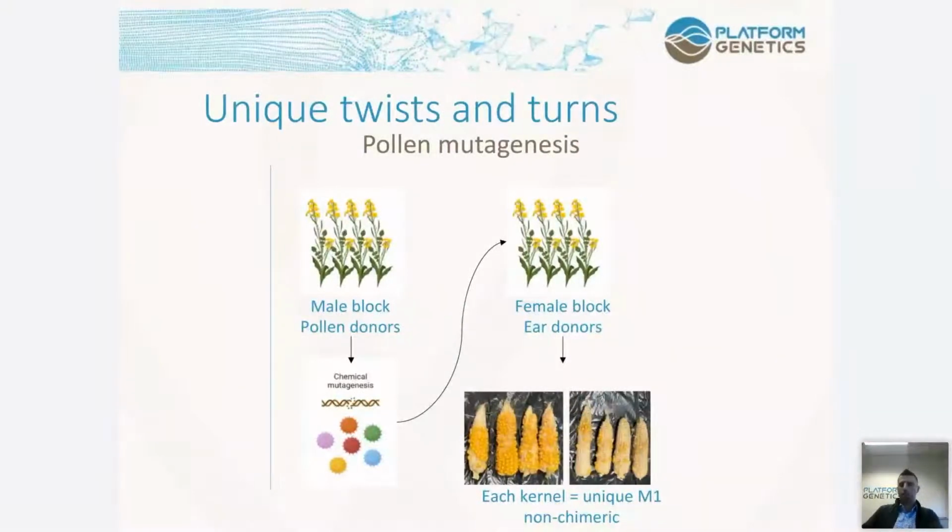Another unique twist and turn, we can use a technique like pollen mutagenesis to make large amounts, so thousands or tens of thousands of non-chimeric M1 seeds, all heterozygous for induced mutations. This can be a really powerful way to create a long-term resource, a large bag of seed that you can return to again and again. You can also use this if you put your genetics hat on. You can use this technique to do genetic non-complementation screens, so you can actually use it to generate new alleles in a gene where you already have one mutation in hand.